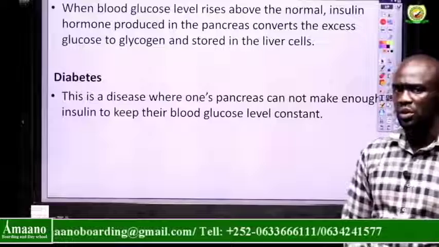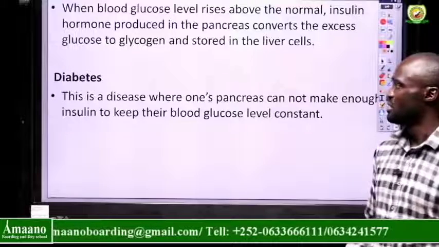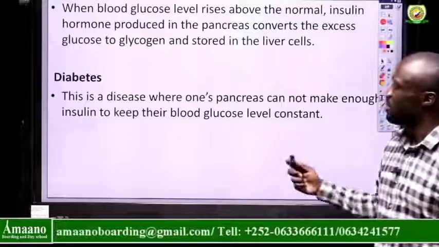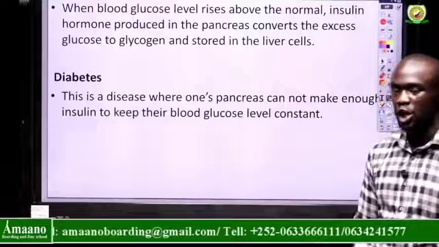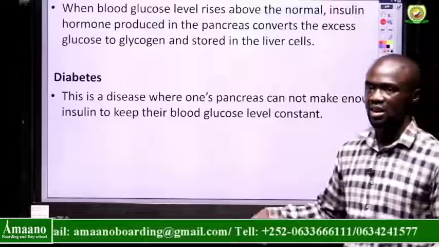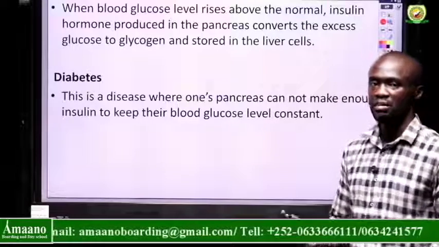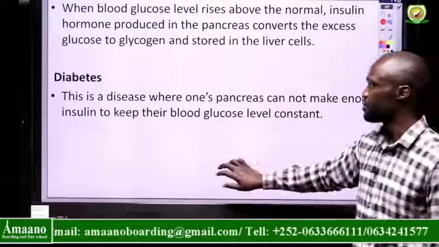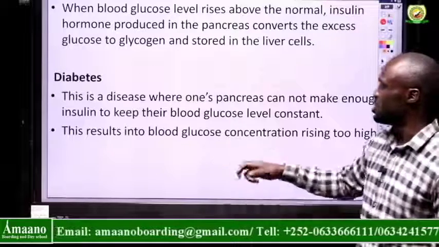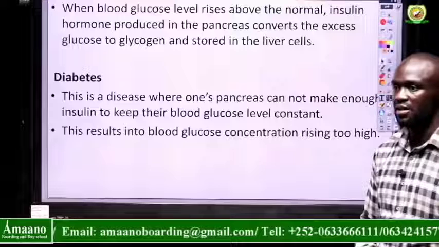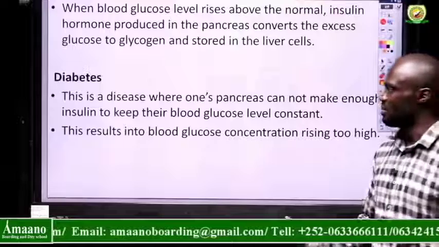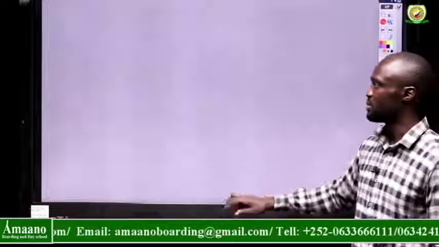Then we have what you call diabetes, and diabetes is a disease where one's pancreas cannot produce enough insulin to keep the blood glucose level constant, meaning it can be either high above the normal or low below the normal. This results in blood glucose concentration rising above the normal, because the pancreas cannot make enough insulin that can keep the concentration of glucose constant.